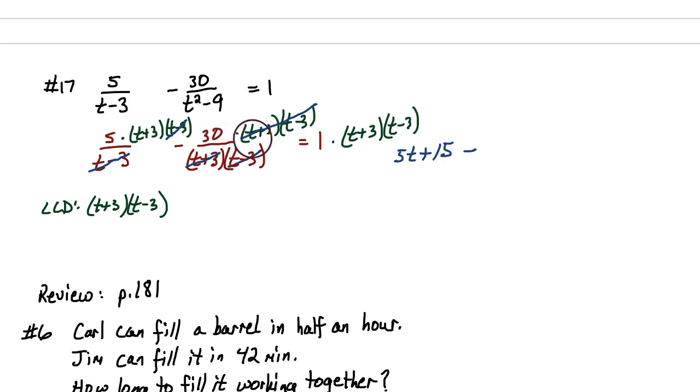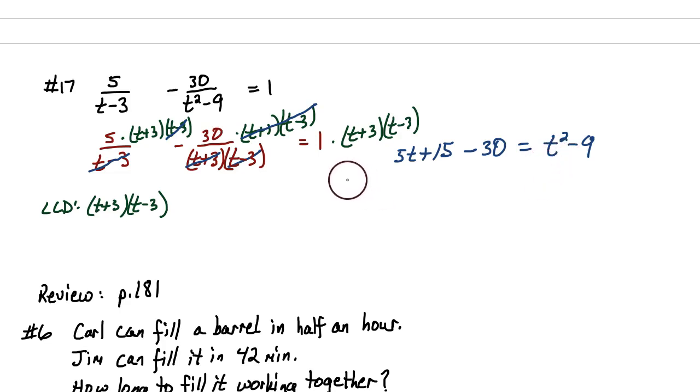minus 30, and that's equal to 1 times t plus 3 times t minus 3. Remember, t plus 3 times t minus 3 was t squared minus 9. This equation has a variable to the second power. The technique that we've studied in the past to solve that is to put everything on the left side so that there's a 0 on the right side.